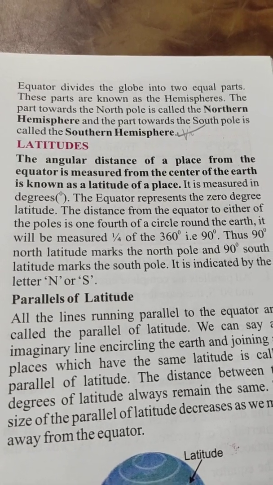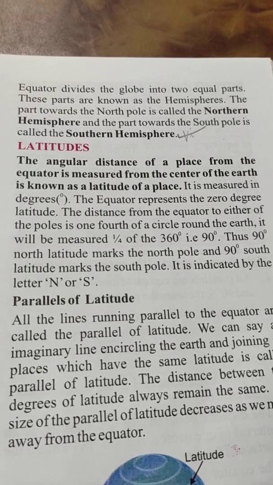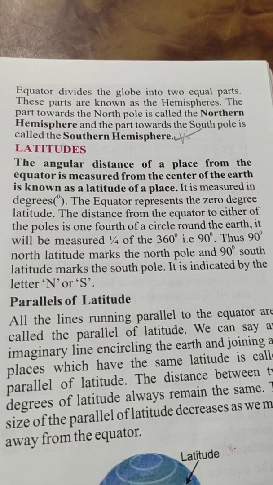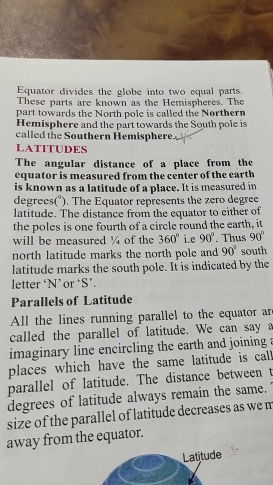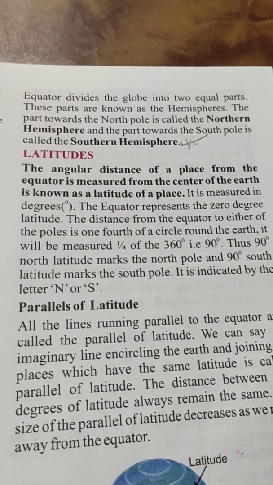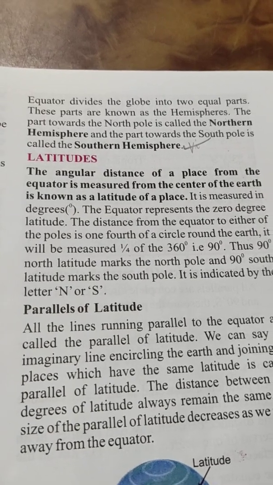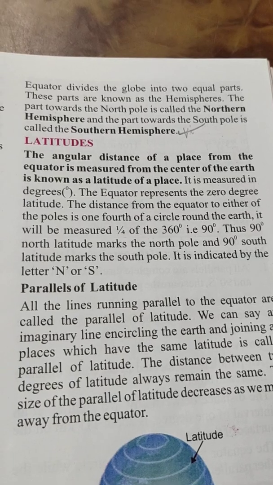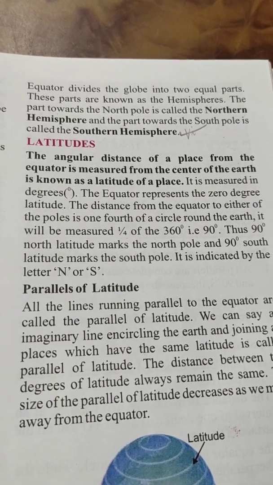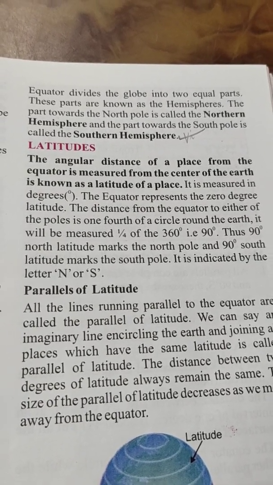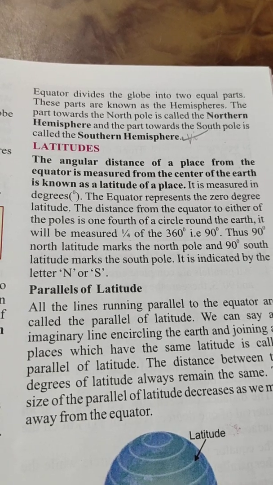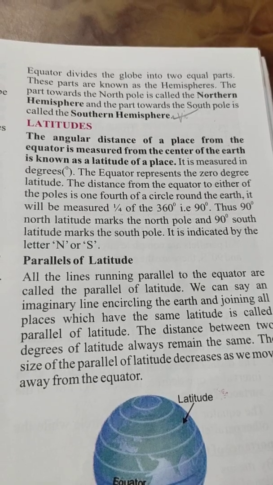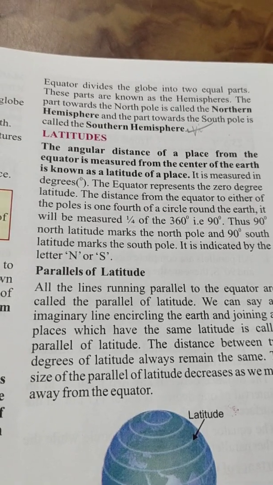The distance from the equator to either of the poles is 1/4 of a circle round the earth. It will be measured as 1/4 of 360 degrees, or 90 degrees. Thus, 90 degree north latitude marks the North Pole and 90 degree south latitude marks the South Pole. It is indicated by the letter N or S.